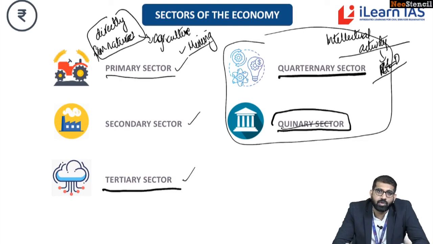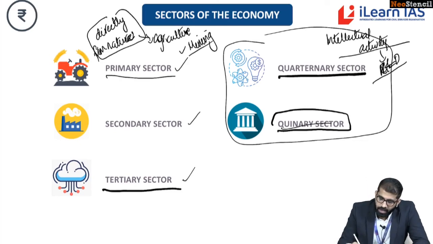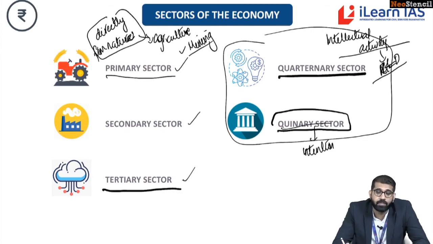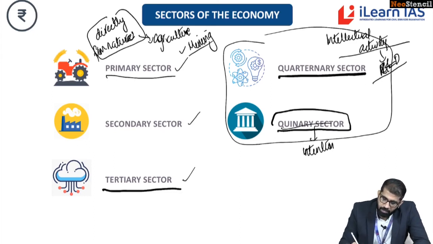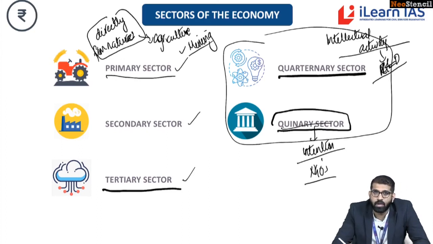What is the quinary sector? This is again service related or a service provider, but here the provision of services is not for profit. Instead, the provision of services is for welfare intention. For example, the services carried out by NGOs are an example of the quinary sector. Why? Because NGOs are carrying out activities not to create profit but to provide welfare.